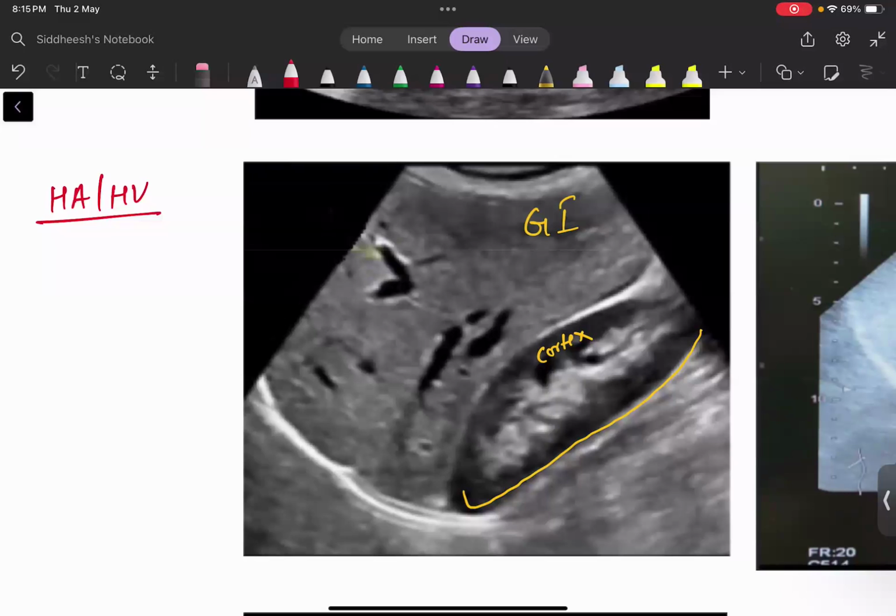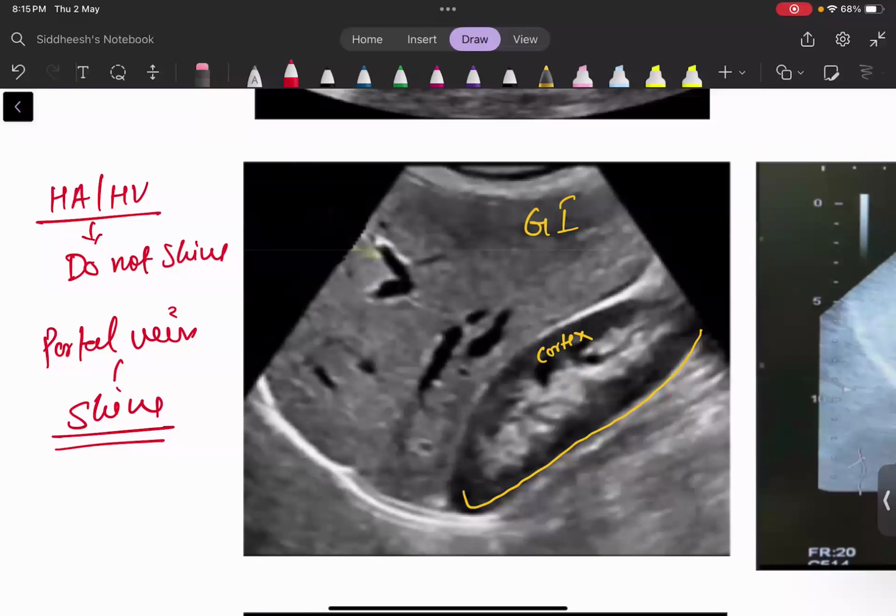Done. Okay. So this is the grade 1 fatty liver we all can appreciate now. Now how to find whether my patient is having grade 2 or not? One simple rule: the hepatic artery and hepatic vein do not shine, but the portal vein shines. Right? So if your portal vein is not shining, that means what? You are having grade 2 fatty liver.